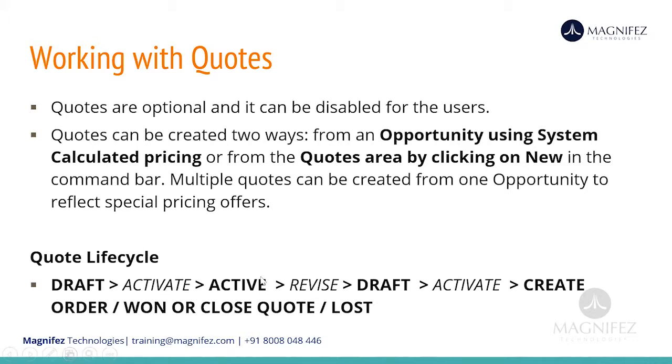So it will be in the active mode. Then you just revise it if any changes are needed. Then it will become draft mode again. You make the changes, then activate it again. So it will become active again. Then you have an option to close the code.